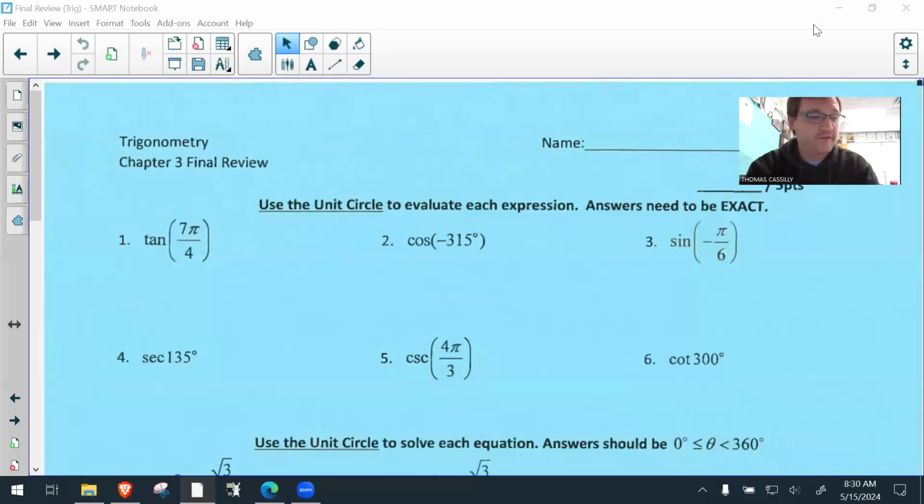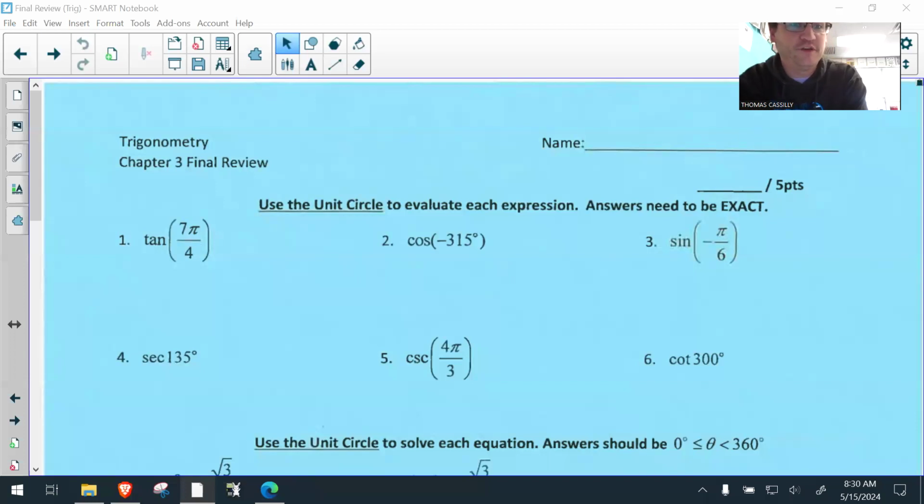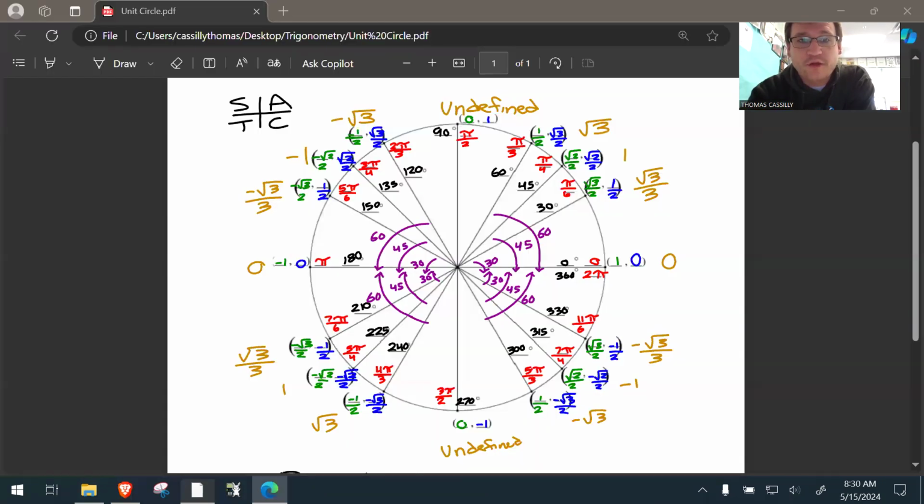All right, here we go. This is our Trig final exam review. We are in chapter 3. This had everything to do with the unit circle. So if you don't have one, go ahead and get out a unit circle. Here's one. I'm going to be flipping back and forth to this thing quite a bit here.